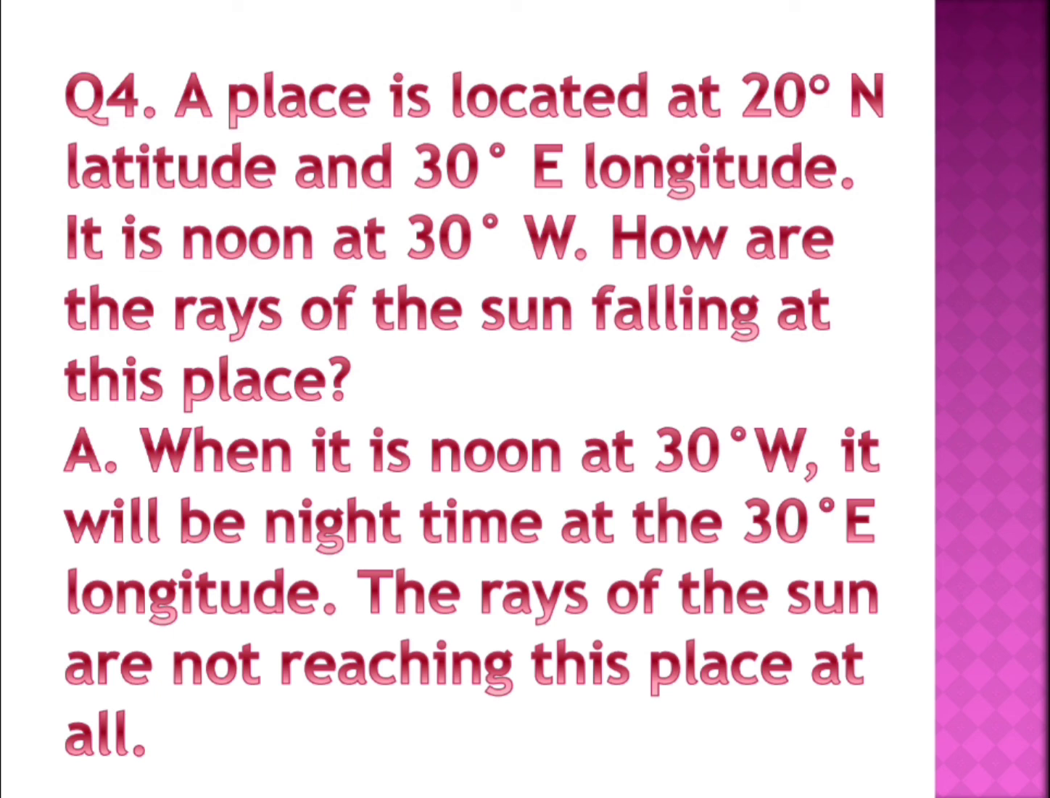So when it is noon at 30 degrees west, it will be night time at the 30 degrees east longitude. The rays of the sun are not reaching this place at all. It will be very cold, isn't it, children? So if the sun rays are falling on the west side, the east side should be in the dark, isn't it? So that's what you will write. Write these two answers in your classwork and please learn them, children.